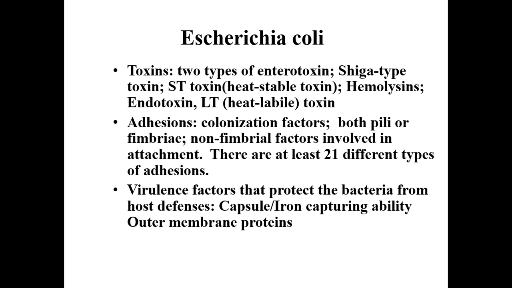Escherichia coli toxins: two types of enterotoxin, Shiga-type toxin and heat-stable toxin, hemolysins, and endotoxin, heat-labile toxin, and enterotoxins. They are produced by diarrheagenic strains of Escherichia coli. They are of three types: heat-stable toxin, heat-labile toxin, and verocytotoxin. And the hemolysins.